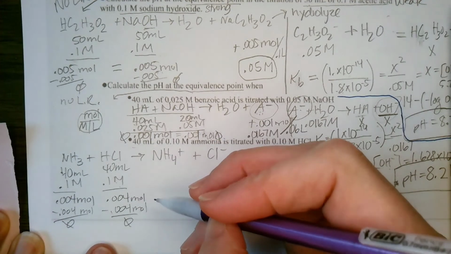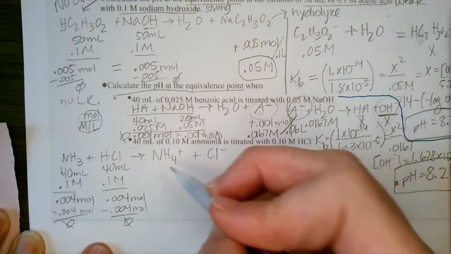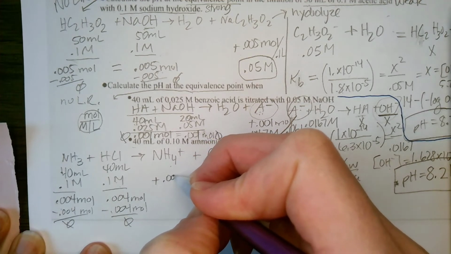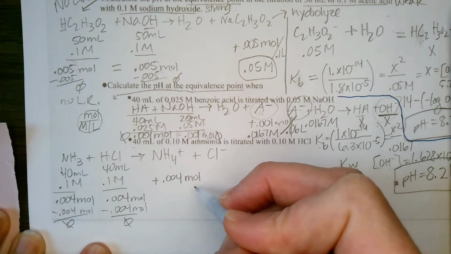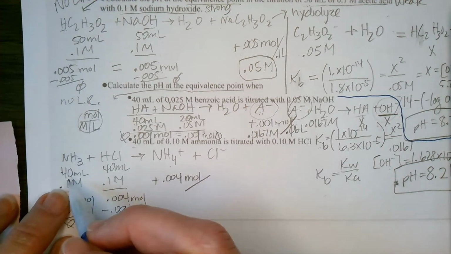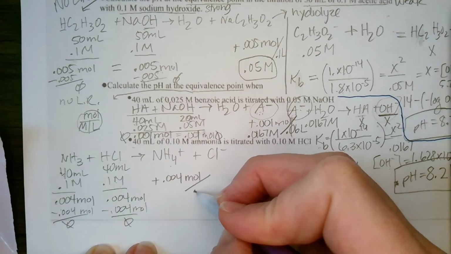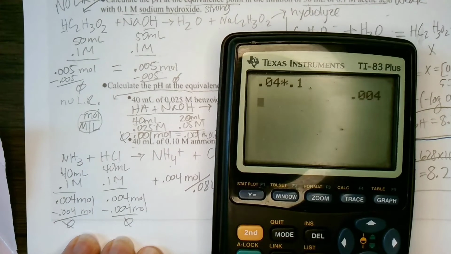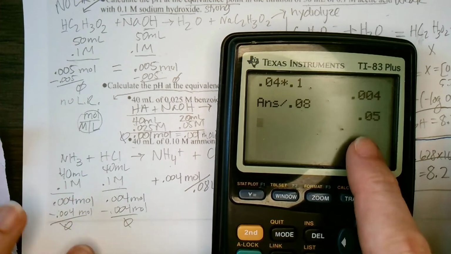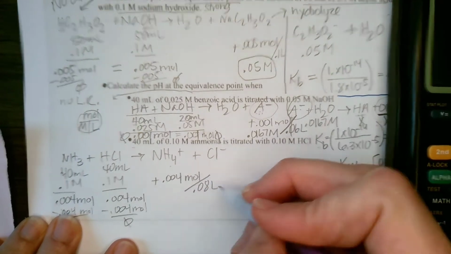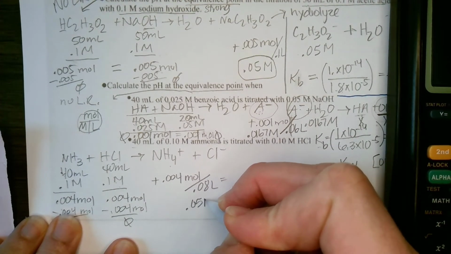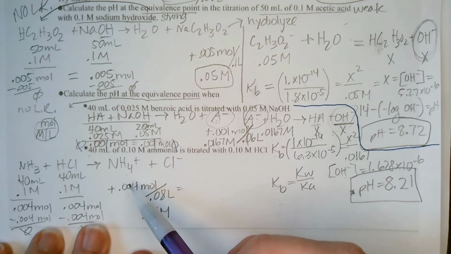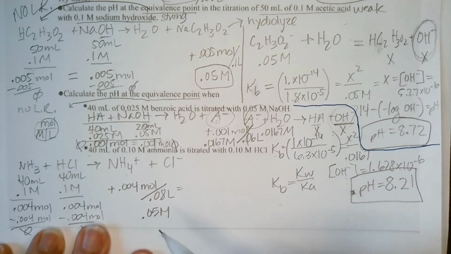We also know that we are going to form acid here, so we are plus 0.004 moles. And that's 0.004 moles in 40 plus 40, 80 milliliters, or 0.08 liters. So 0.004 divided by 0.08 liters gives a concentration of 0.05 molar. And we know that our product is going to undergo hydrolysis.